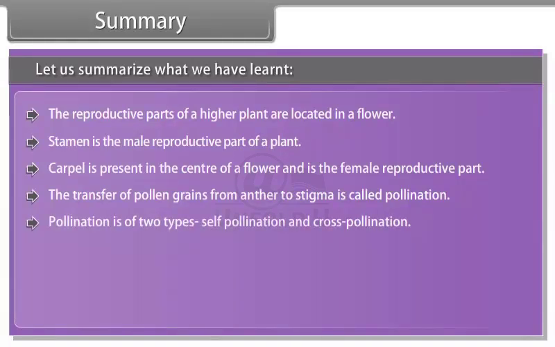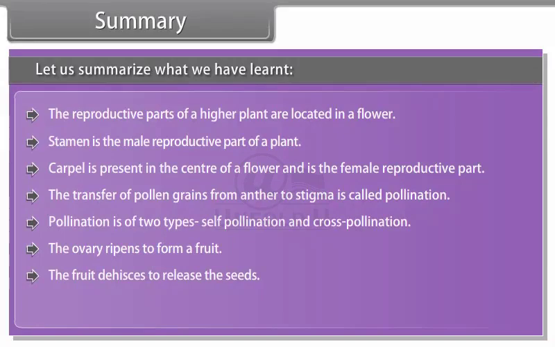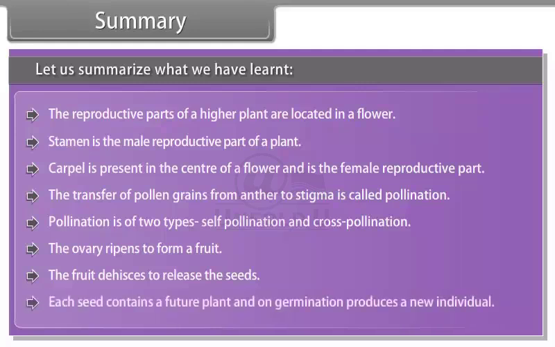Pollination is of two types: self-pollination and cross-pollination. The ovary ripens to form a fruit. The fruit dehisces to release the seeds. Each seed contains a future plant and on germination produces a new individual.